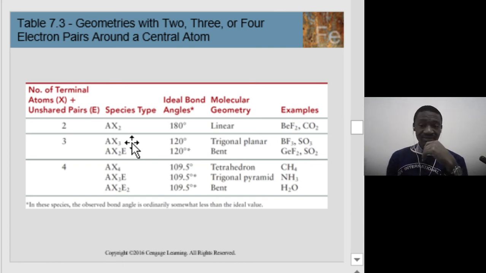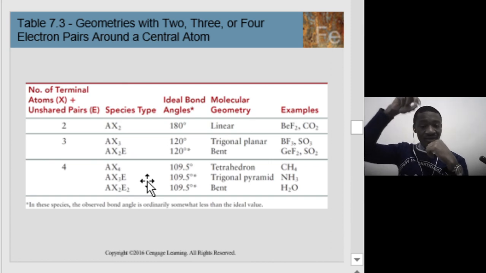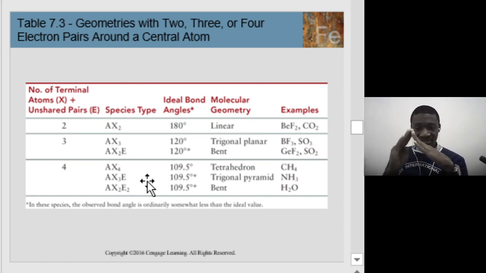This is what I was explaining with ammonia. So ammonia now becomes evident in AX3E, which is what we're talking about. Normally AX3 should be trigonal planar, but because you have an E, which is an unshared pair of electrons, it bends it, and then that bend will result in a trigonal pyramid. Notice there's trigonal pyramid and there's trigonal bipyramid, so don't confuse yourself.